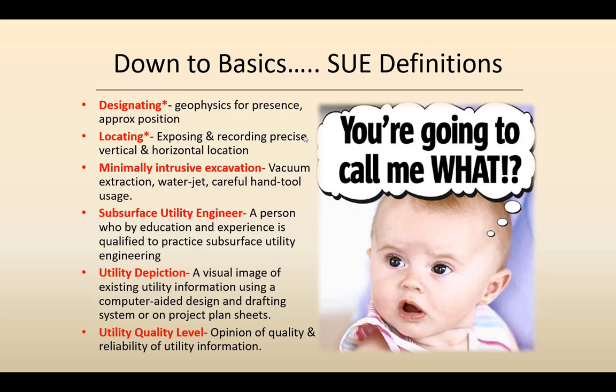Utility depiction is a visual image of the existing utility information using a computer-aided design and drafting system or on project plan sheets. And most important, utility quality level. This is the backbone of the entire process, where each utility is given a quality level which gives an opinion of quality and reliability of the utility information.